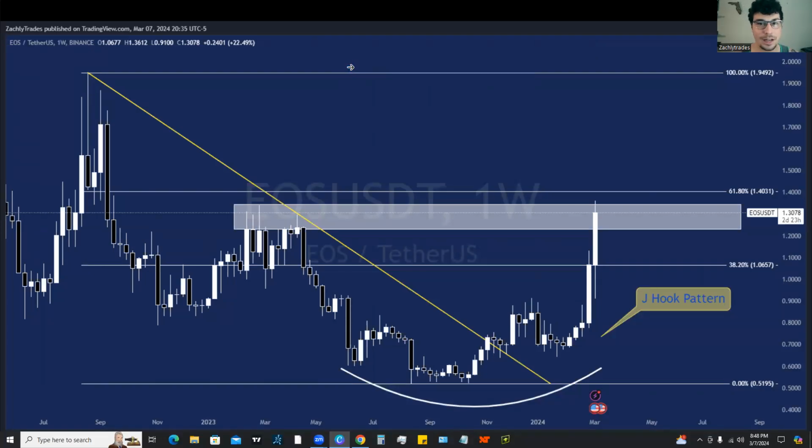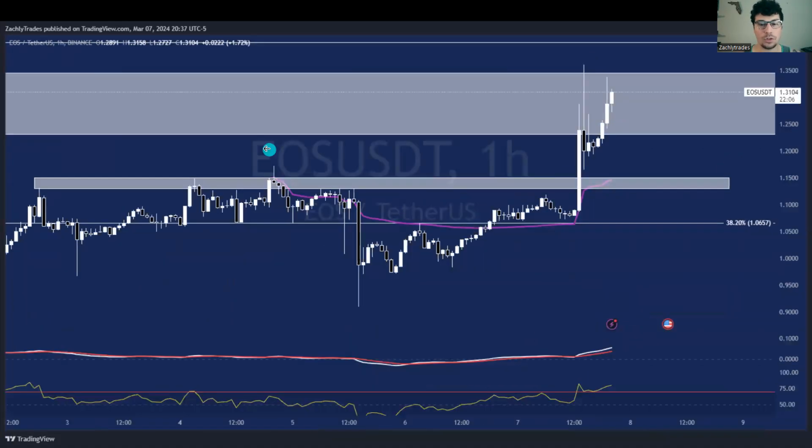What's up, tycoons? Today we've got to talk about EOS. EOS recently broke out of its major downtrend and fired off a very beautiful J hook pattern. We're going to talk about it a little bit more. We'll zoom in on a 1 hour time frame to go over the key support levels in case we get a little bit of a pullback, but we still have our bullish price target of 1.4 up ahead. And that's where we're looking to be targeting for the longs here at the moment.